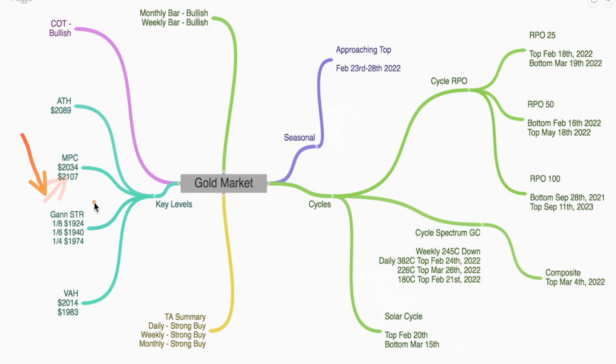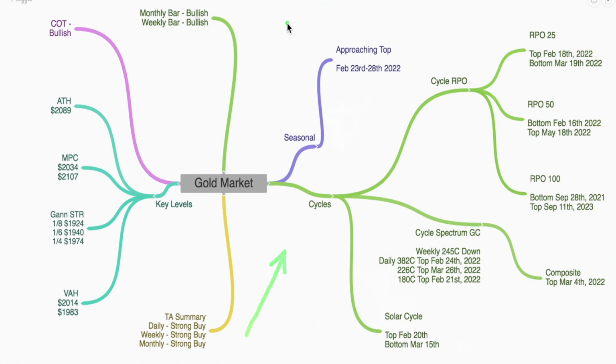On the Gann squaring the range, you can see that we already hit the 1/4, which is at 1974. It blew through the 1940 and the 1924, which are the 1/6 and 1/8. And then the value area highs, which are at 2014 and 1983. We were very close today, hitting that 1983 value area high. TA, technical analysis summary: all time frames are bullish and strong. So the path of least resistance is to the upside.